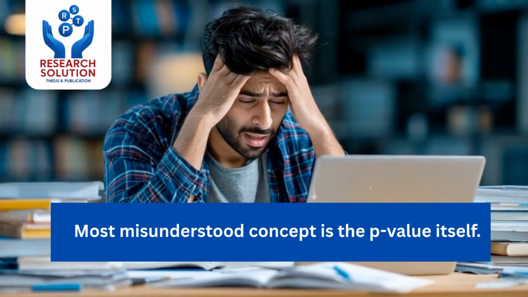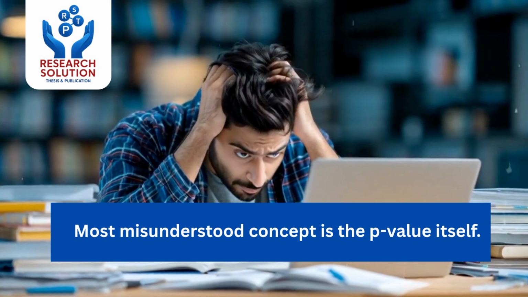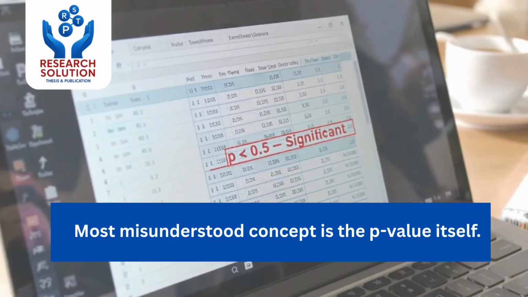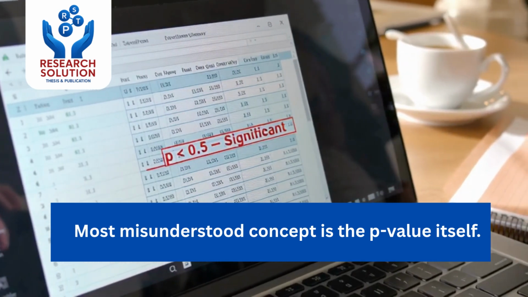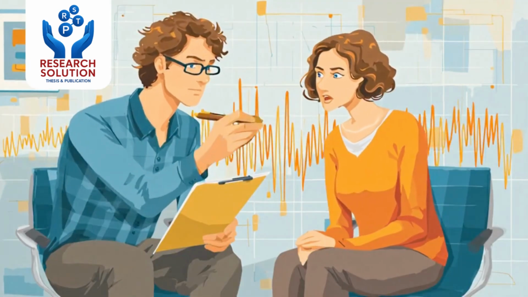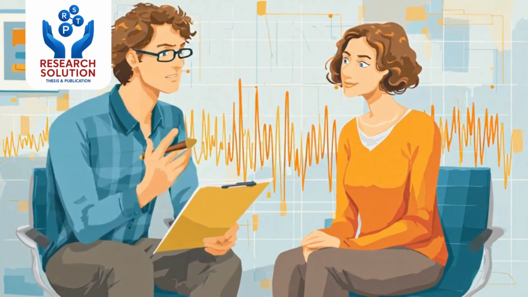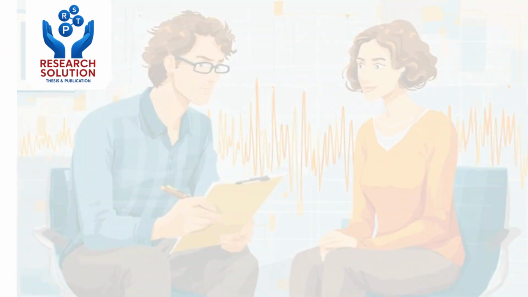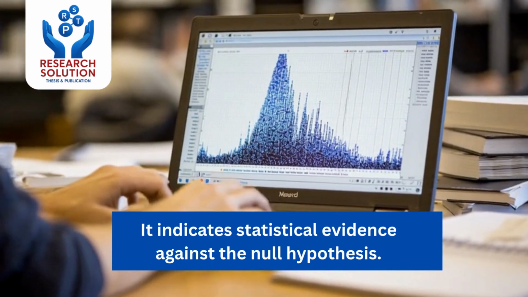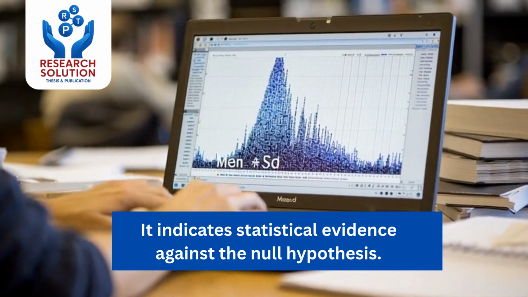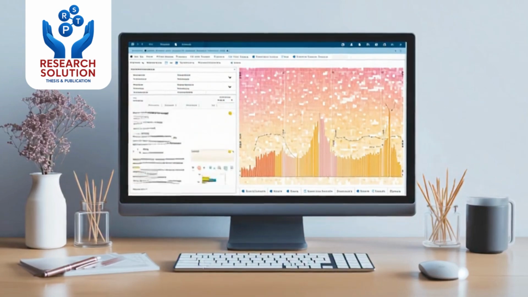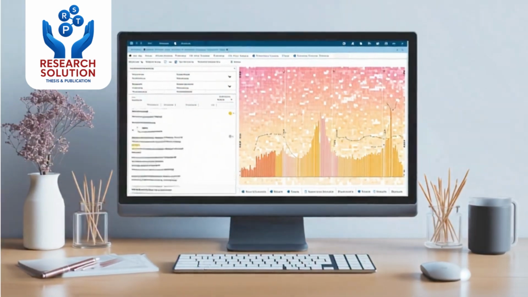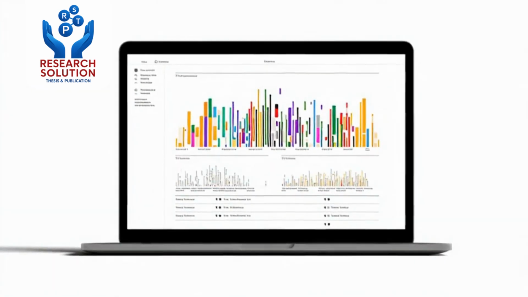Perhaps the most misunderstood concept in medical theses is the p-value itself. A p-value less than 0.05 does not mean the result is important, true, or clinically significant. It only indicates statistical evidence against the null hypothesis. Many students overstate their conclusions, treating p-values as proof rather than probability.